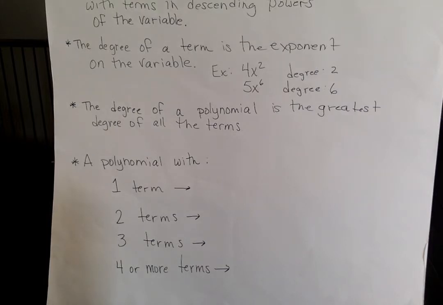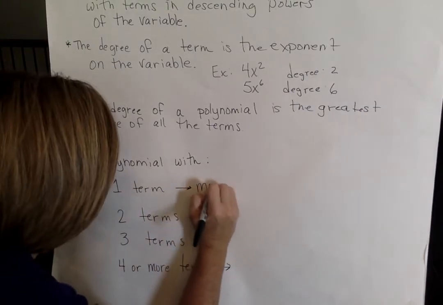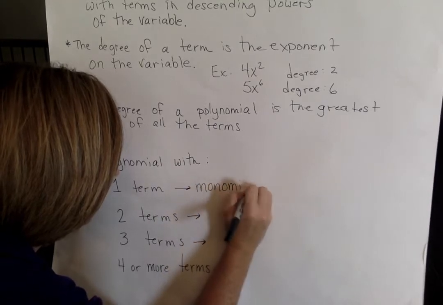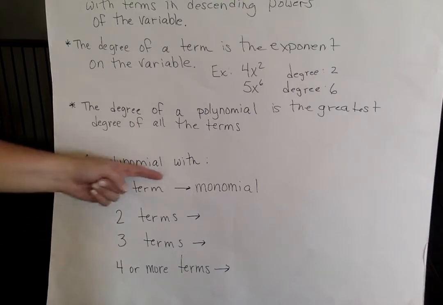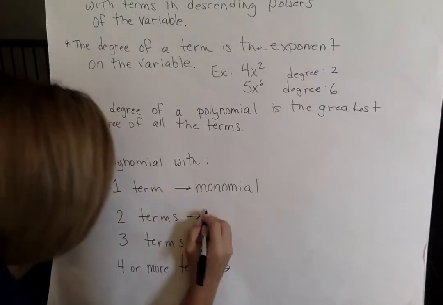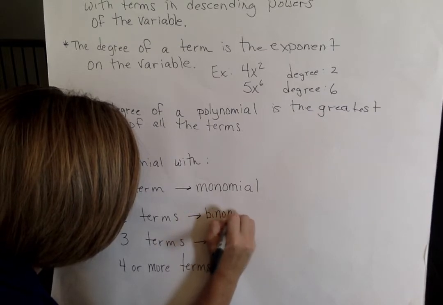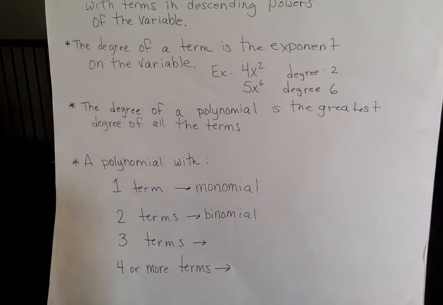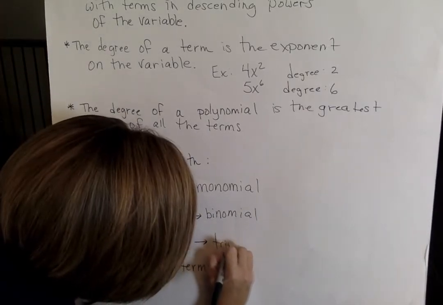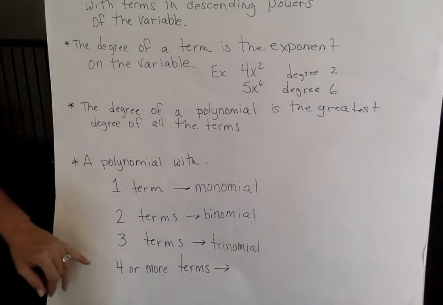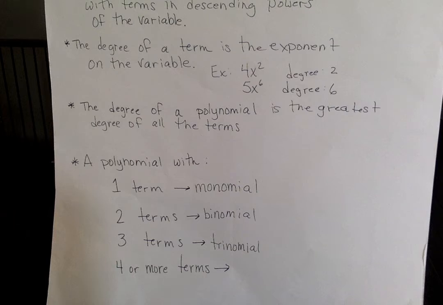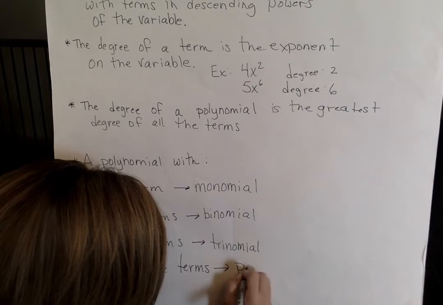Now, we have special names for some polynomials, and you've probably heard these before. So a polynomial with one term is called a monomial, which makes sense when you think about what the prefix mono means. 2 terms is called a binomial, again, with bi meaning 2. 3 terms is a trinomial. And in general, if we have a polynomial with 4 or more terms, it does not have a specific name, so we just call those polynomials.